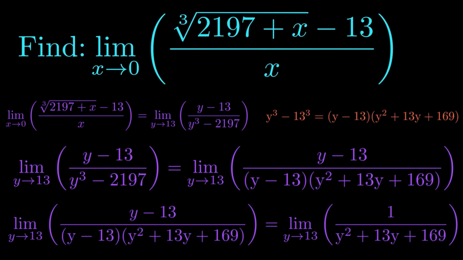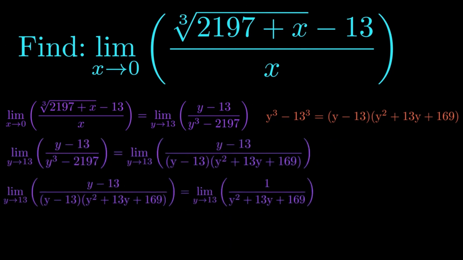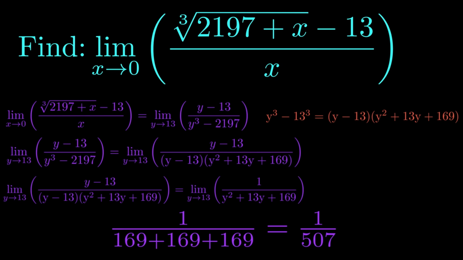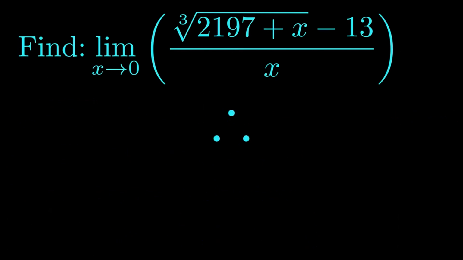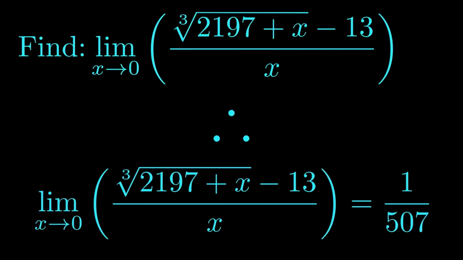Now if we just let y tend to 13, we have 1 divided by 169 plus 169 plus 169, which is equal to 1 divided by 507. Therefore, we have that the limit as x approaches 0 of the cube root of (2197 plus x) minus 13, all divided by x, is equal to 1 divided by 507, which is the final answer to this problem.